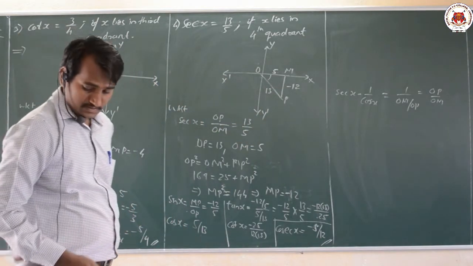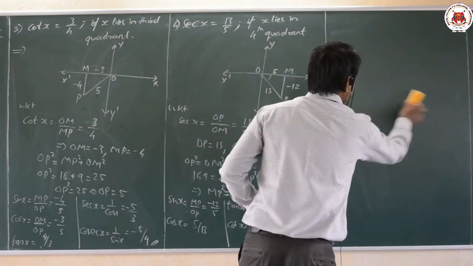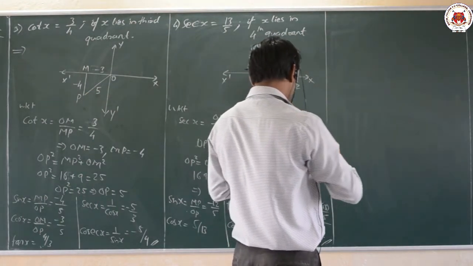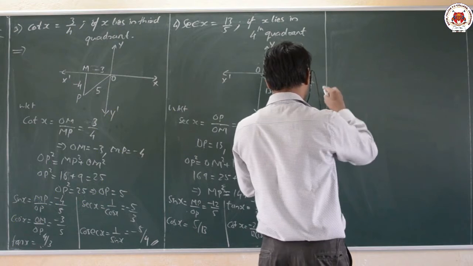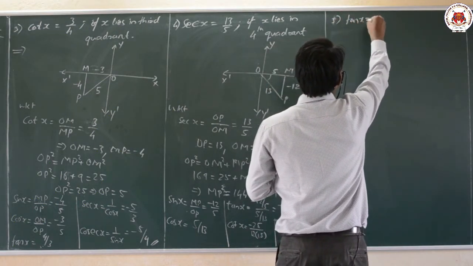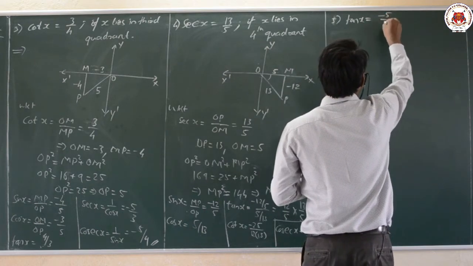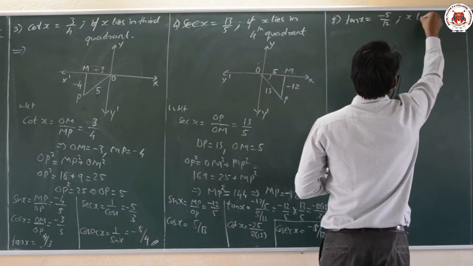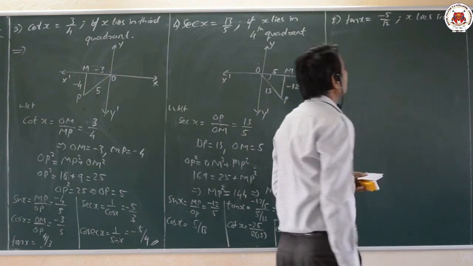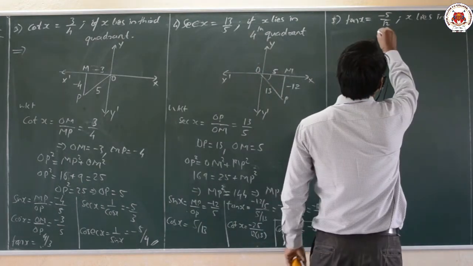Now let us start with the last problem related to this particular kind. The last problem, that is the fifth one: tan x equal to minus 5 by 12, where x lies in the second quadrant. X lies in the second quadrant.